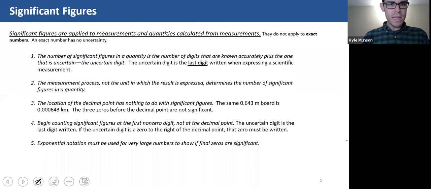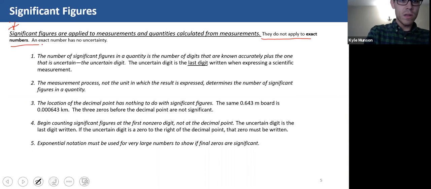And if we go on, here's kind of a big overview of significant figures. And on the top here is something very important. It says significant figures are applied to measurements and quantities calculated from those measurements. So they don't apply to exact numbers, okay? They don't apply to things like counting numbers, okay? Or things that are fixed by definition, like the number of hours in a day. Such numbers have no uncertainty, okay? So that's something to remember.